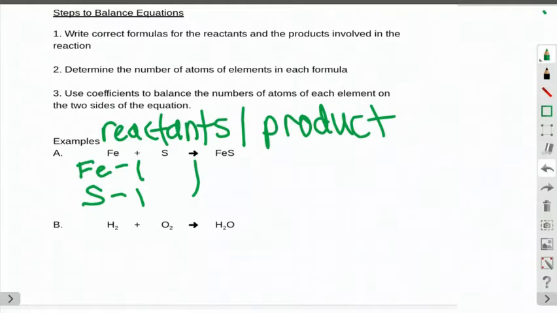If you take a look at the product side now, you will see that we also have an iron and a sulfur.